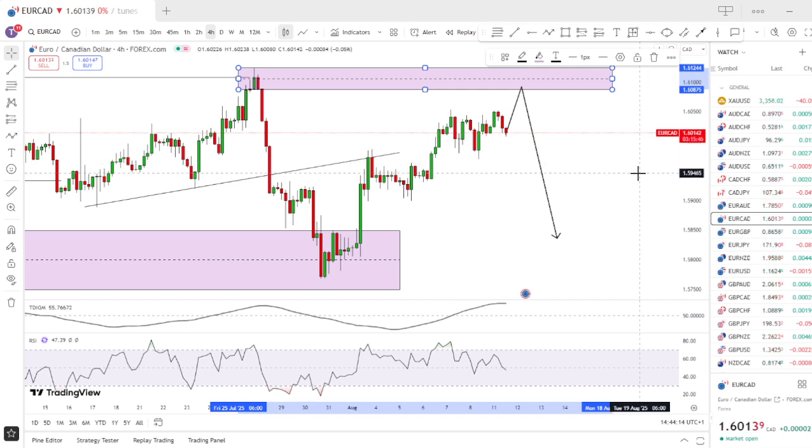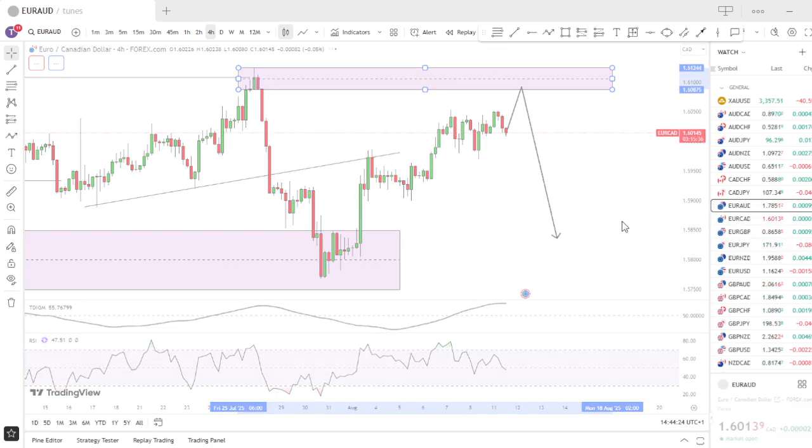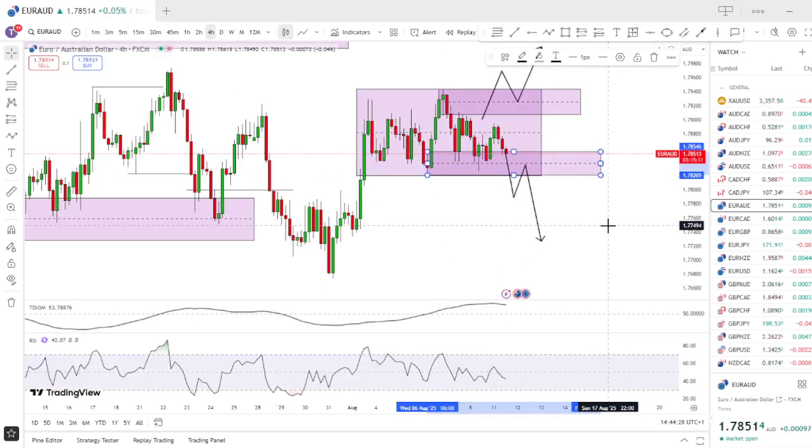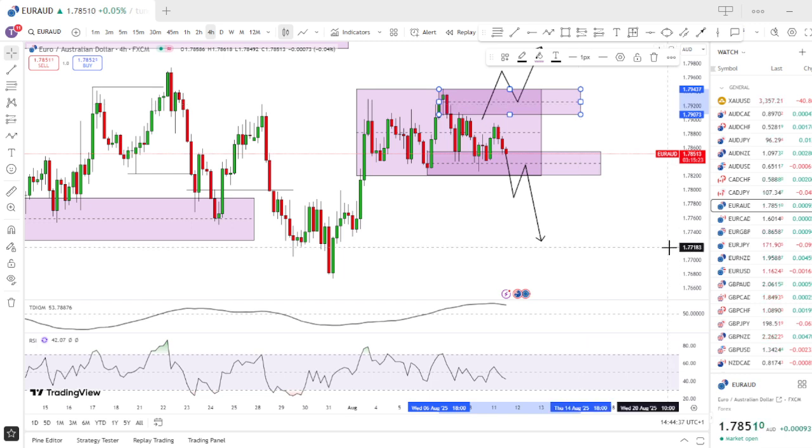Sell POI for EuroCAD is between 1.61244 and 1.60875. Again, 1.61244 and 1.60875. UAD sell POI is between 1.78546 and 1.78209. Same UAD buy POI is between 1.79437 and 1.79073.